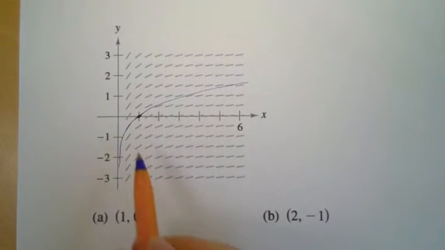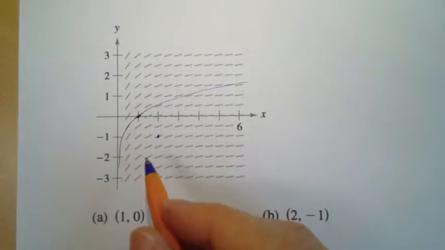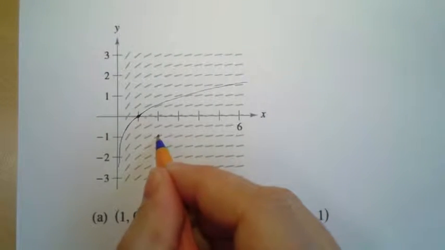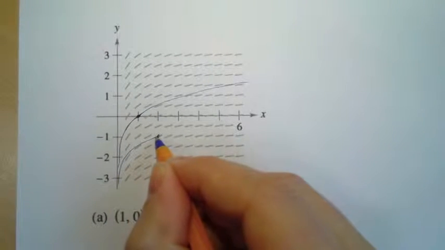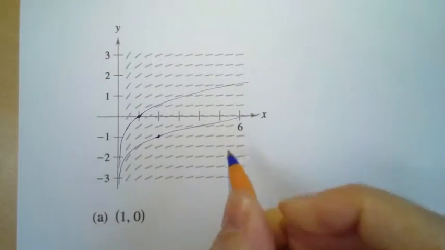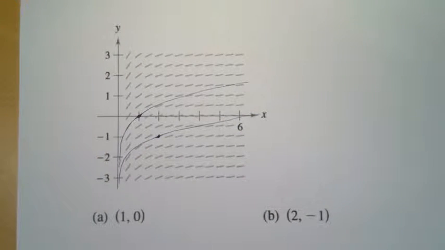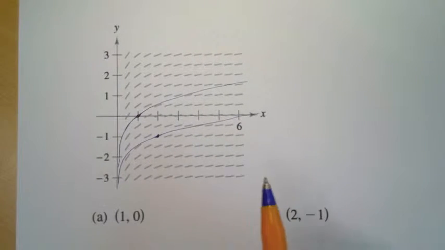So for (2, -1), this is the point. Therefore, the solution is maybe something like that. Where I cross the x-axis is a little unclear. This is just a sketch, it's an approximation, so I'm not sure exactly where it is, but that would be the solution.